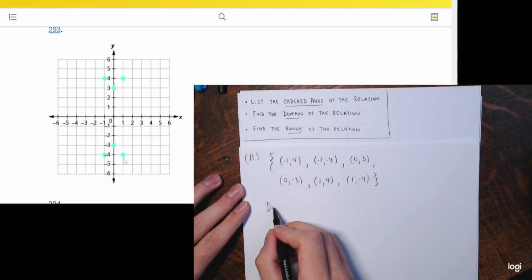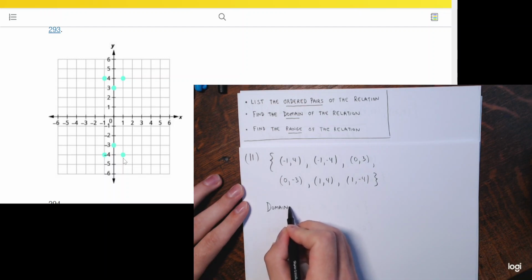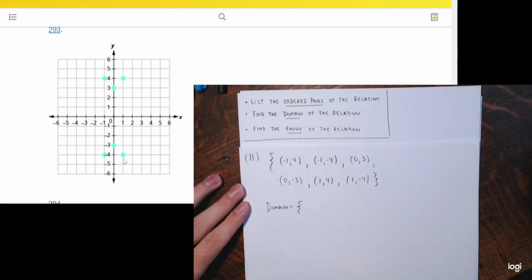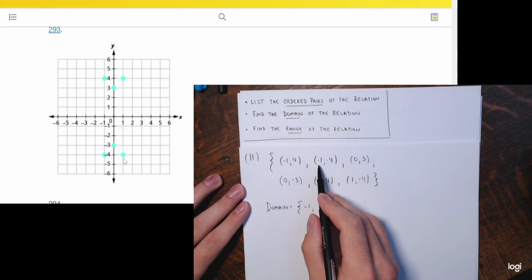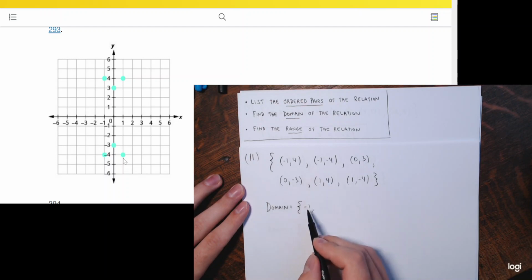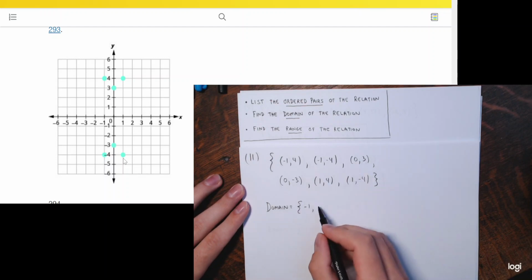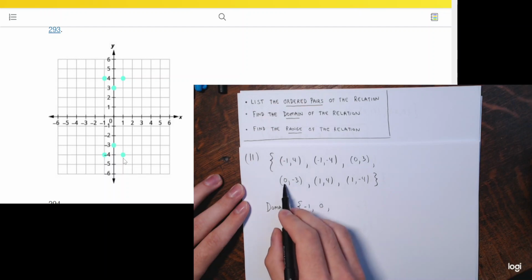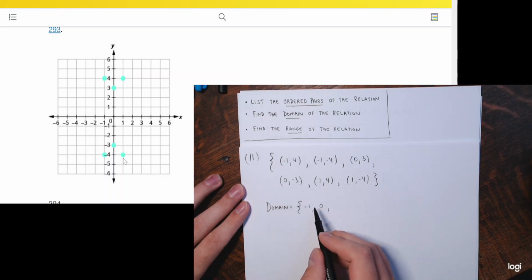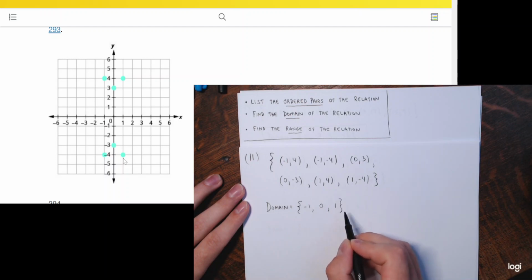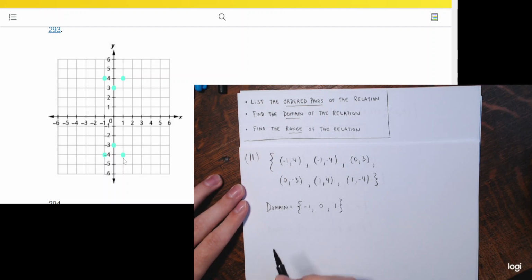Alright, the domain. Just a set of the x coordinates, right? The first coordinates. So -1 is in the domain. -1 again, right? But I've already written -1, so I don't need to write that. Then 0 is in the domain. 0 again, but I've already written it. 1 is in the domain, and 1 again, but I've already written 1. Right? So just -1, 0, and 1 are the elements of the domain.